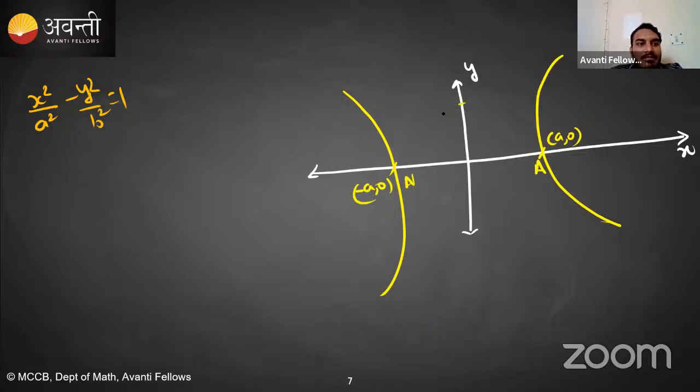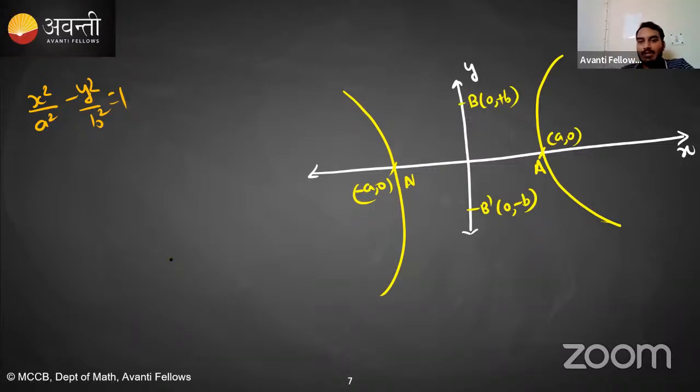And similarly, when x is 0, it clearly won't cut the hyperbola. If x is 0, what will y square be? Minus b square, which is not possible, right? So just for the sake of writing, we write like this. Let's say this is B, which is (0, b), and this is B dash, which is (0, minus b). Clearly, these B and B dash are not lying on the hyperbola, as we can see.